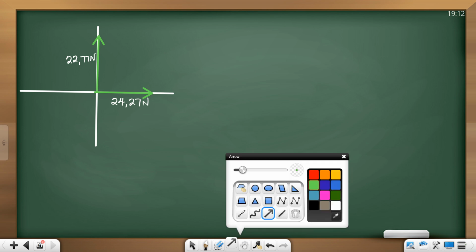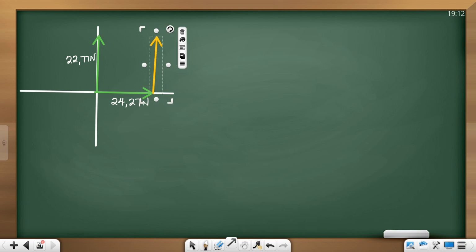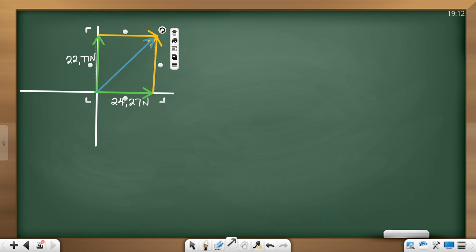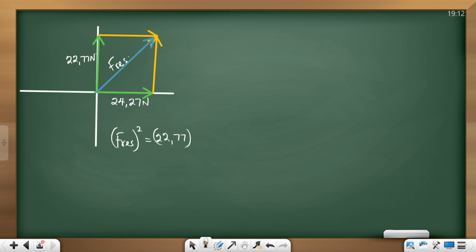Okay, quickly, what's our resultant going to be like? We need to complete the triangle by drawing a parallelogram and then draw my resultant. So what is our F resultant? Squared. 22,77 squared. Can I please ask you to give me an answer? Everybody quickly calculate. Please. Some of you don't even have calculators with you.